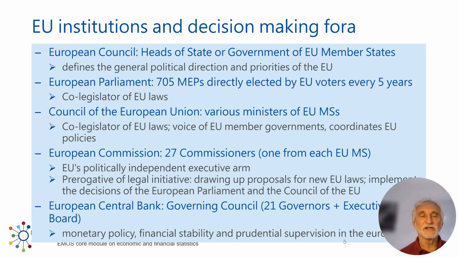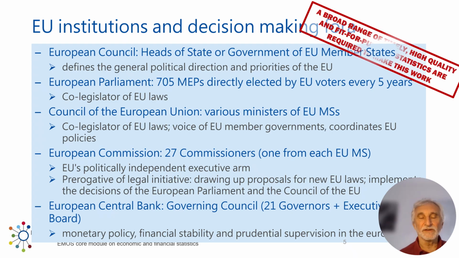And these two bodies together are the co-legislators who are actually making the laws based on proposals from the European Commission. The European Commission has 27 commissioners, so every EU country has a commissioner. And Ms. von der Leyen is the president of the European Commission. So this is then the executive arm, but these are those who have the prerogative to make legal initiatives, drawing up proposals for new EU laws. As I mentioned, all EU statistics are based on a law.